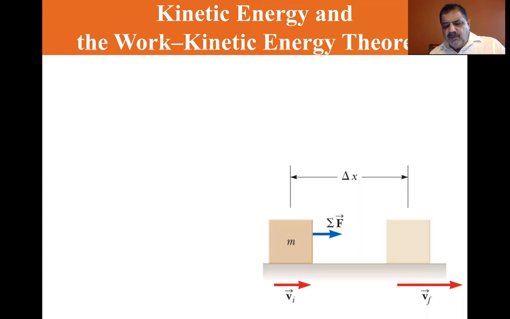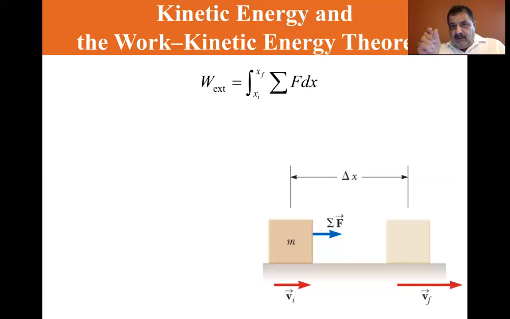So if it moves through a displacement of delta r, that is delta x times i hat, the unit vector, the net work done on the block by the external force is as shown. The work is equal to the integral from x initial to x final of the sum of F dx. So the force is the same throughout, and we're breaking it into little dx units.